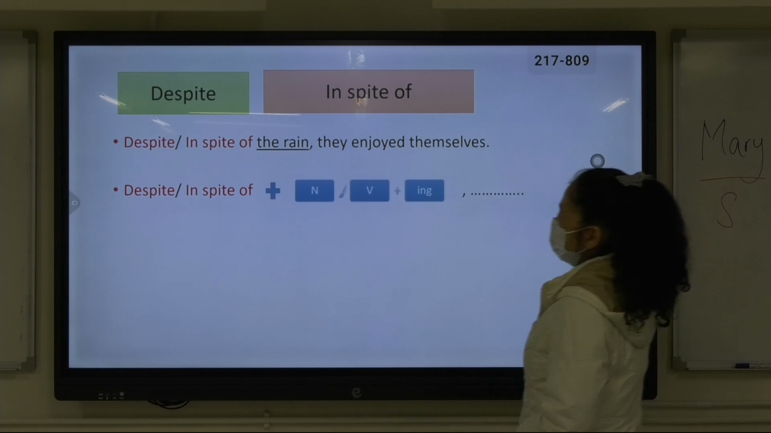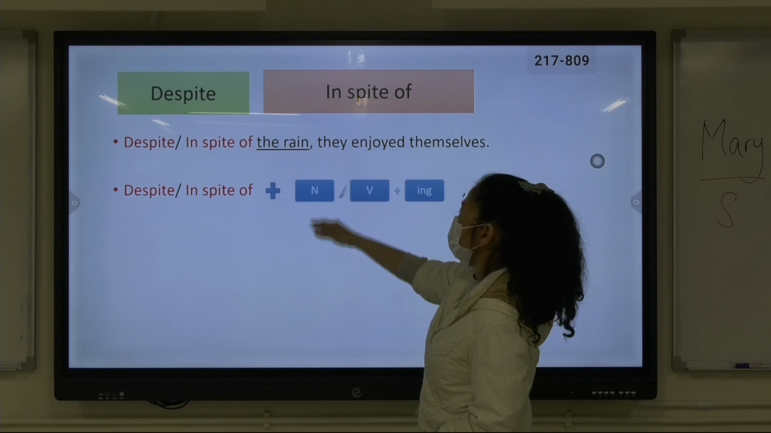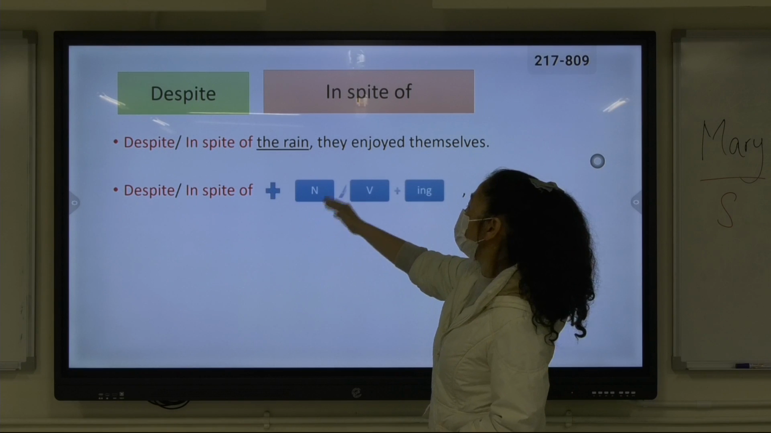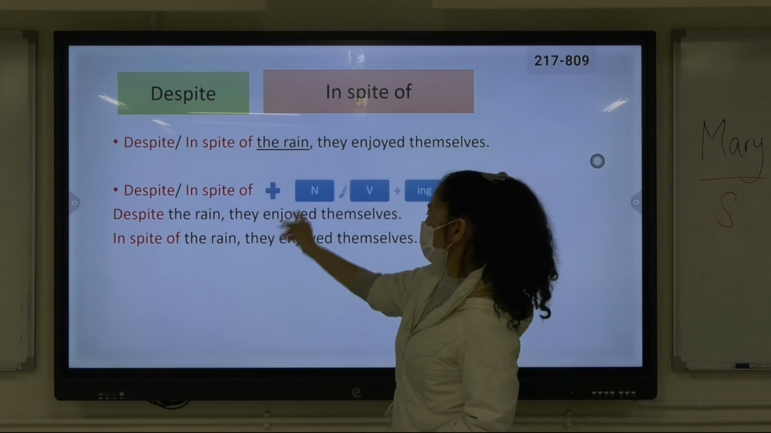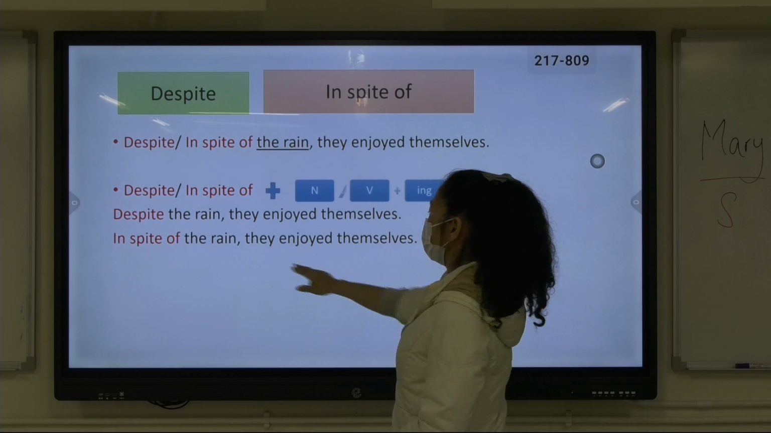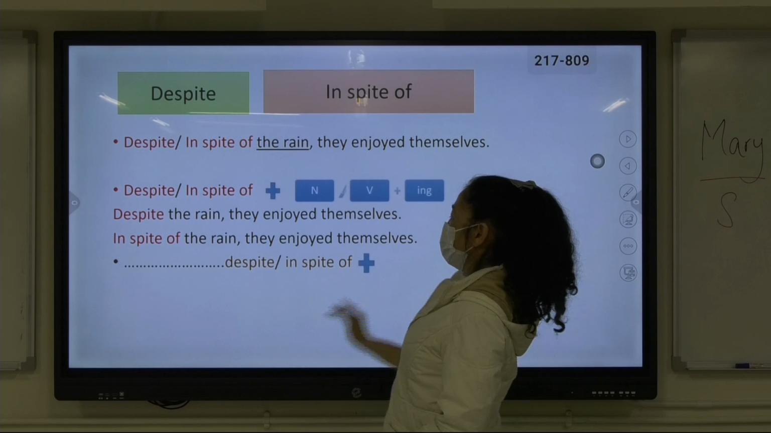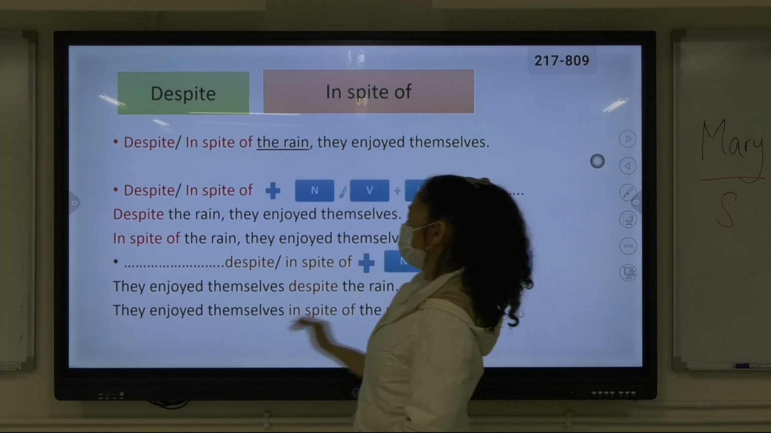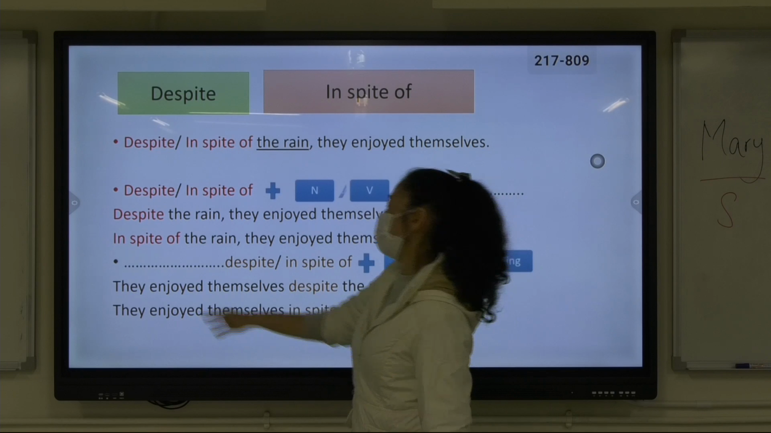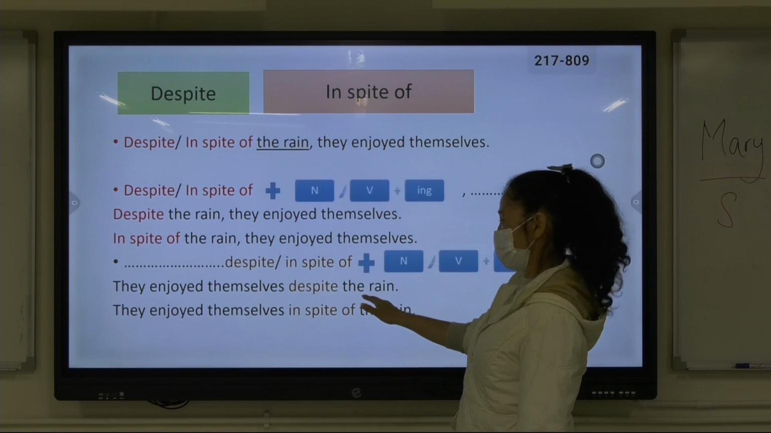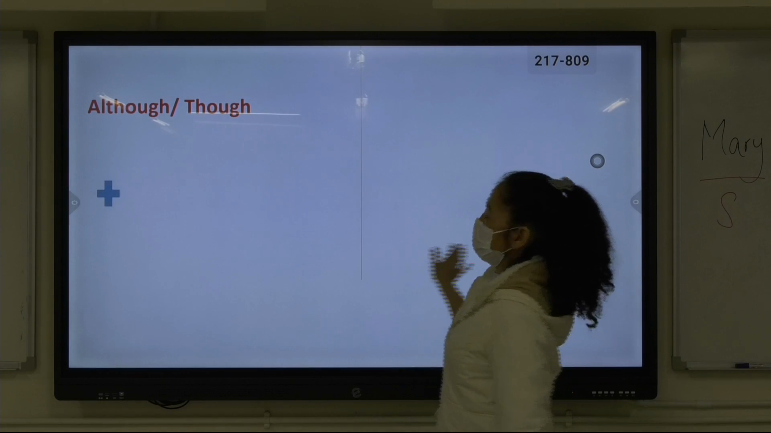Despite, how to use it. Despite, in spite of the rain, they enjoy themselves. So the grammatical structure here, despite and in spite of, is followed by noun, verb, or ing. So if I pick up a noun, the rain, despite the rain, in spite of the rain, comma, they enjoy themselves. In the middle, just the same, but of course, when you put it in the middle, you have to put another clause here, the opposite idea. They enjoy themselves despite the rain. Okay? So let's have a quick revision.